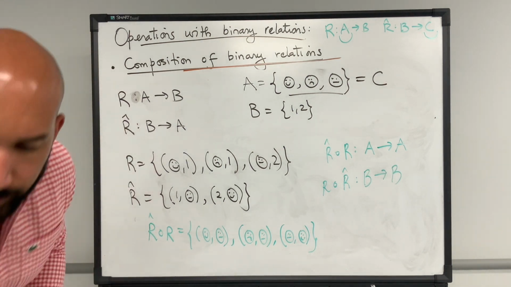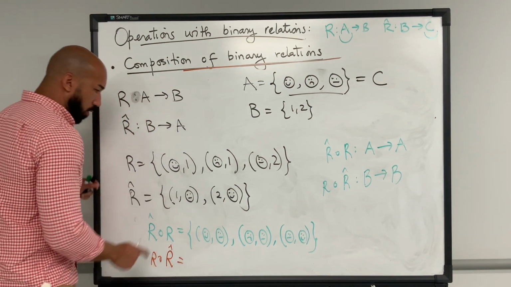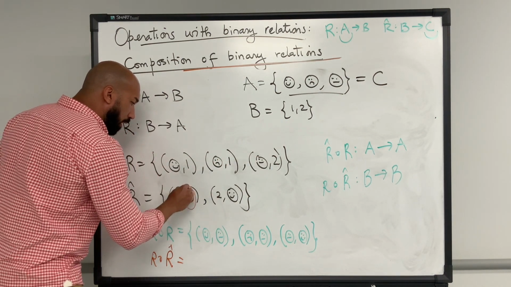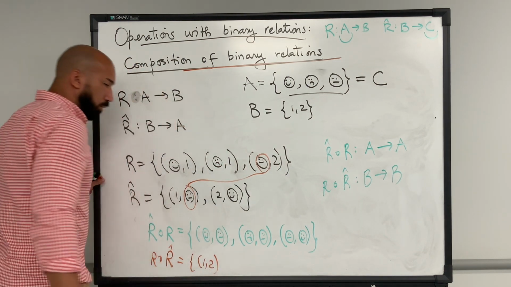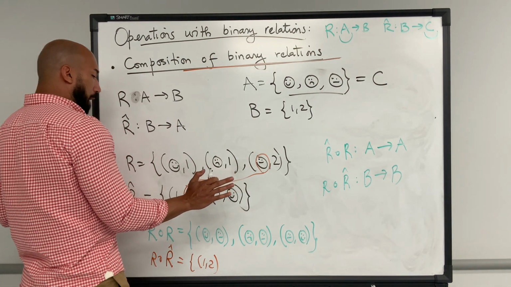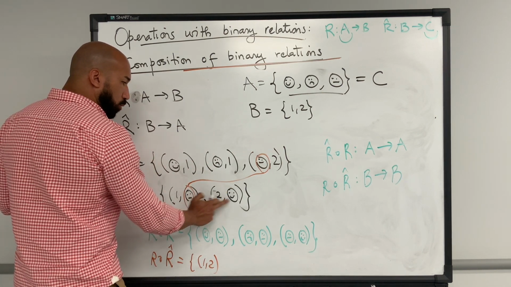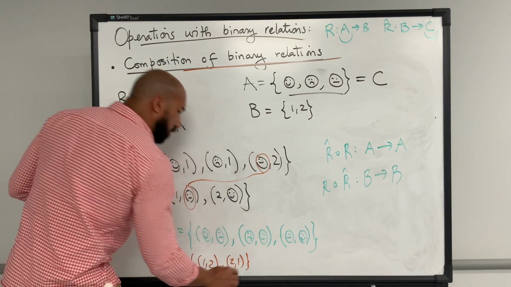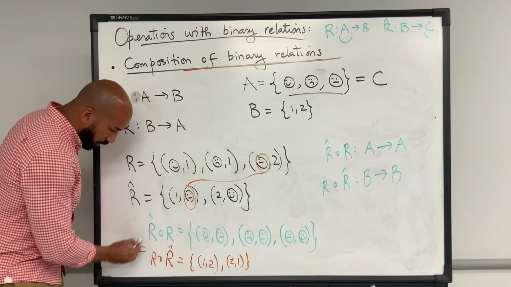However, for R hat composite R, 1 is connected to indifferent face, and indifferent face is connected to 2, so 1 is going to be connected to 2. This is serving as a link. (1, 2). Indifferent face is not connected to any other element in B, so this is all that we can get from this pair. Now 2 is connected to happy face, which is connected to 1, so we get that 2 is connected to 1. And that's it.